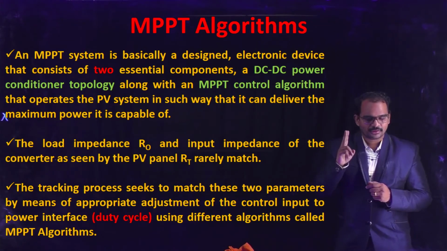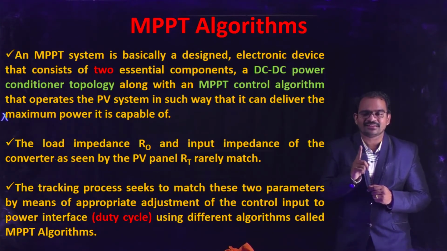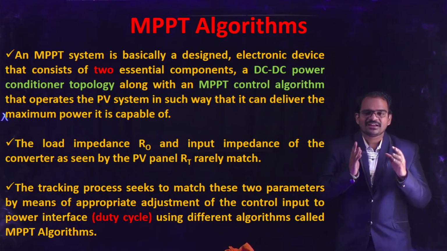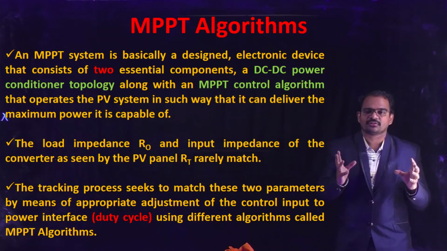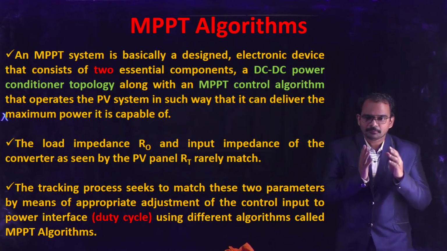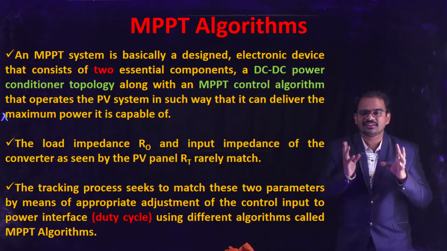We have two impedances here. One is the load impedance R0 and the other is the input impedance of the power interface or DC to DC converter, that is RT, the terminal resistance. And these two resistances rarely match with each other. When they match with each other, at that point we will get the maximum power output from the PV modules. But very seldom will they match.